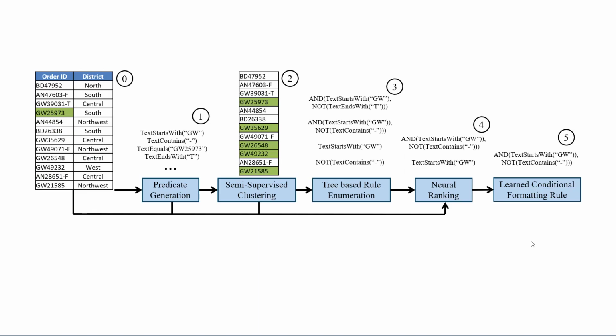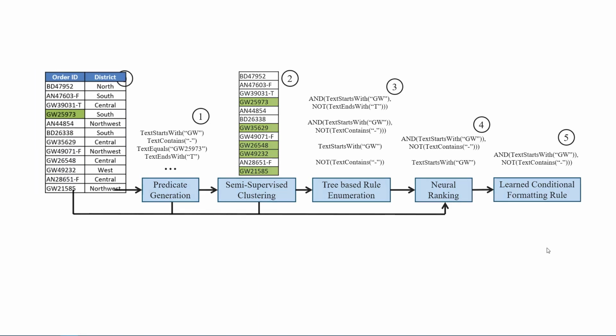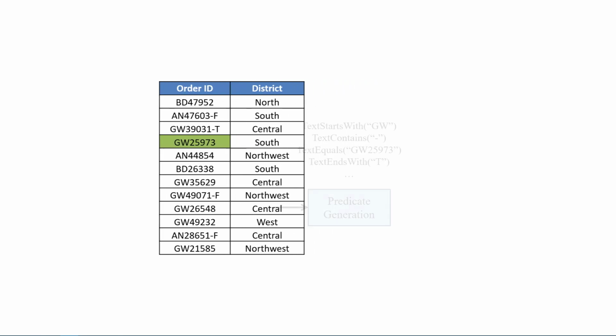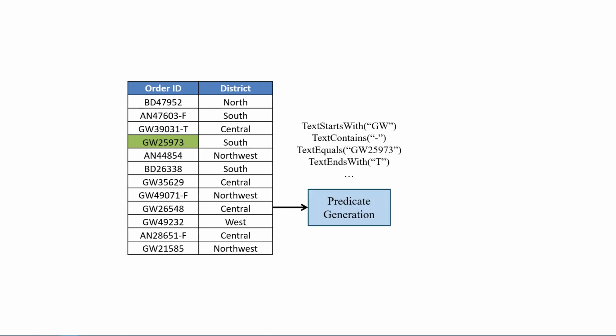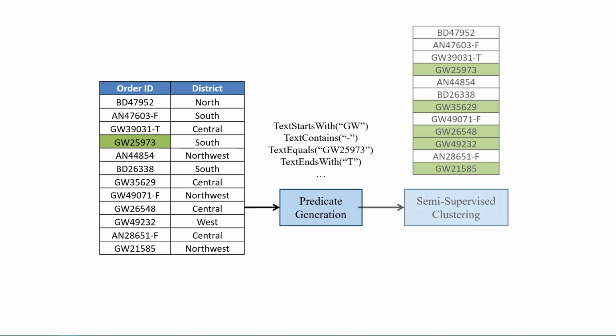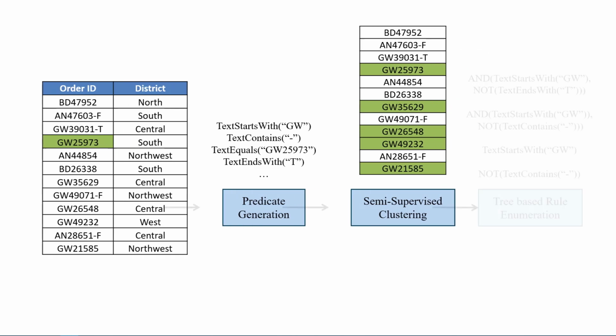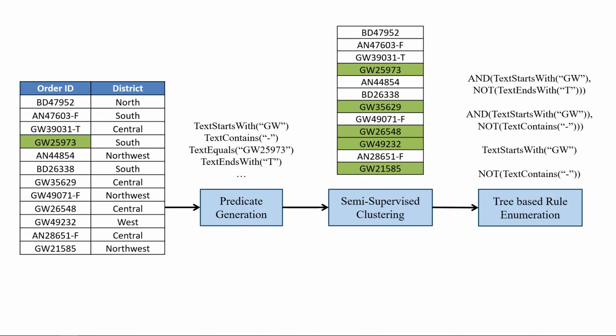Now we'll highlight a bit about how Cornet works. So we first start with the column that the user has partially formatted. In this case, one cell has been formatted by the user. Next, Cornet generates a bunch of predicates based on these cells that are used to learn a semi-supervised clustering over the column. This clustering serves as intermediate outputs that a tree-based rule enumeration then learns to cover.